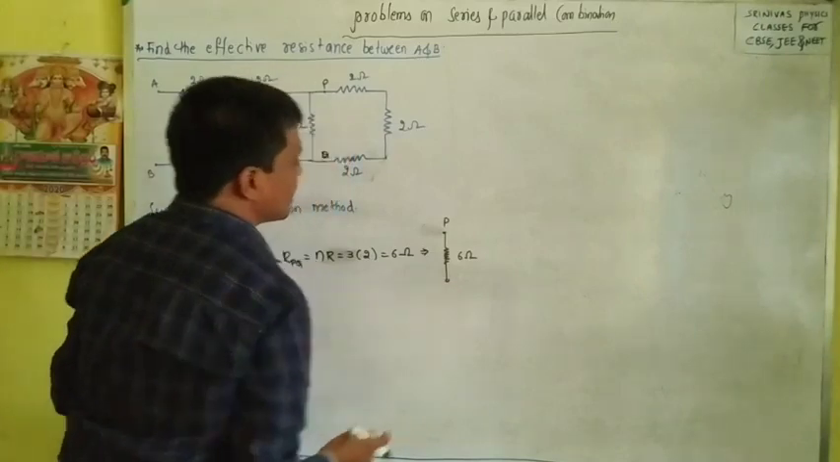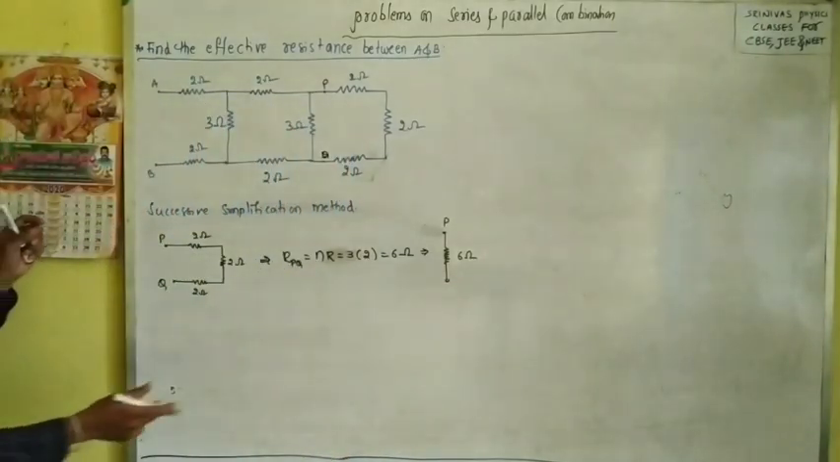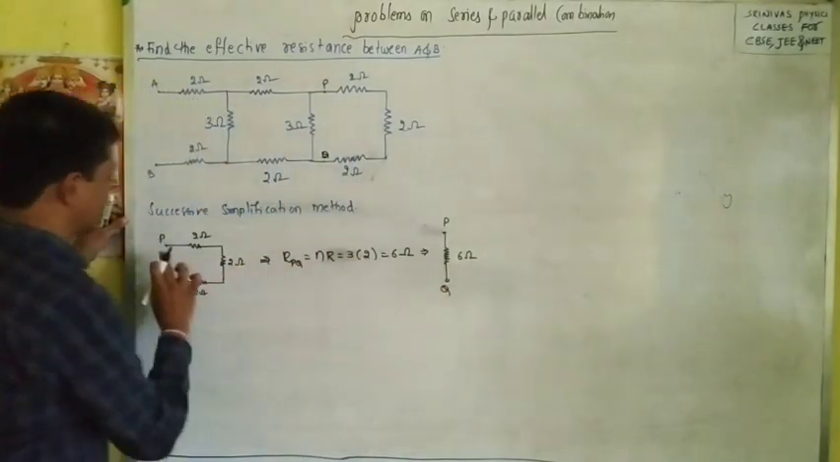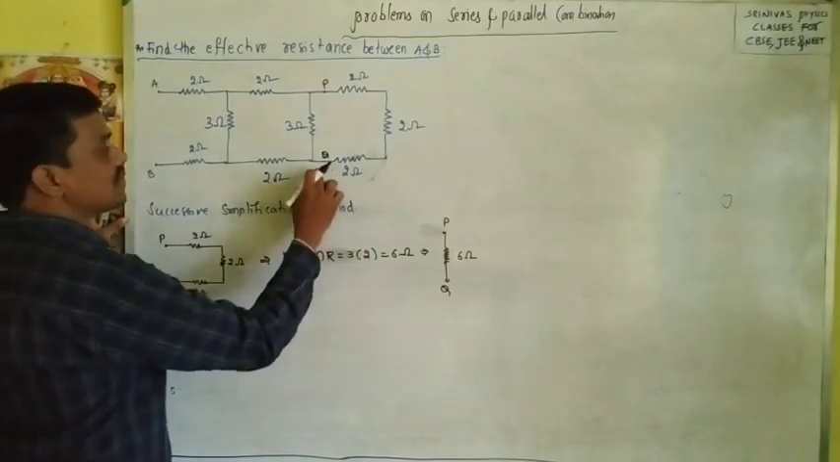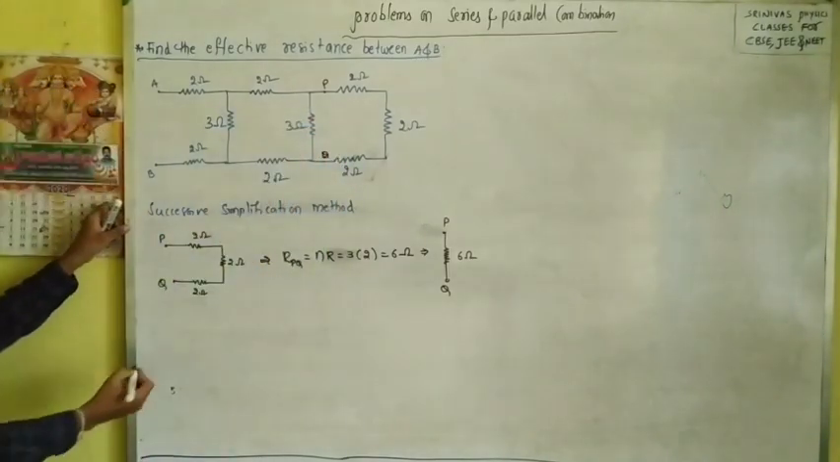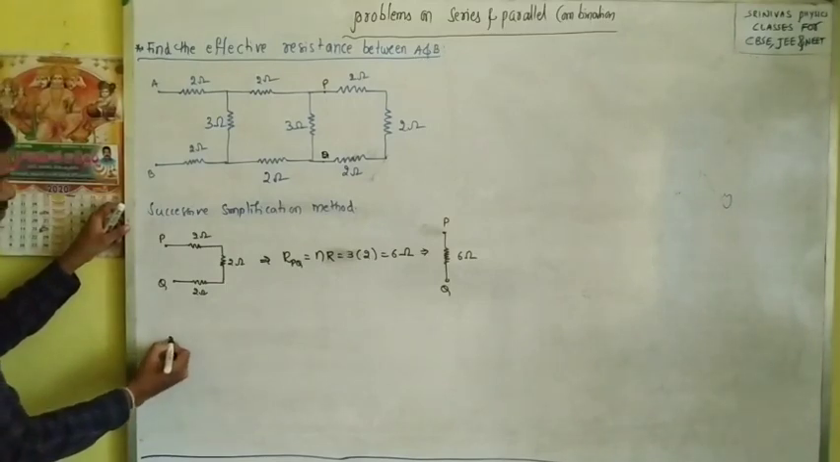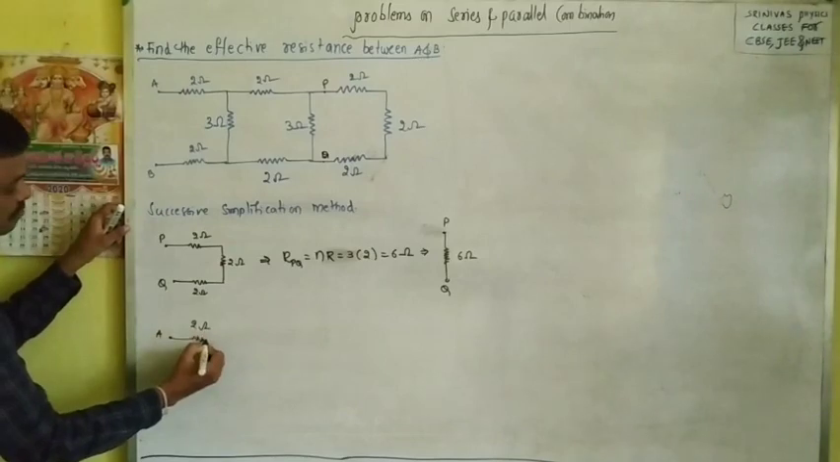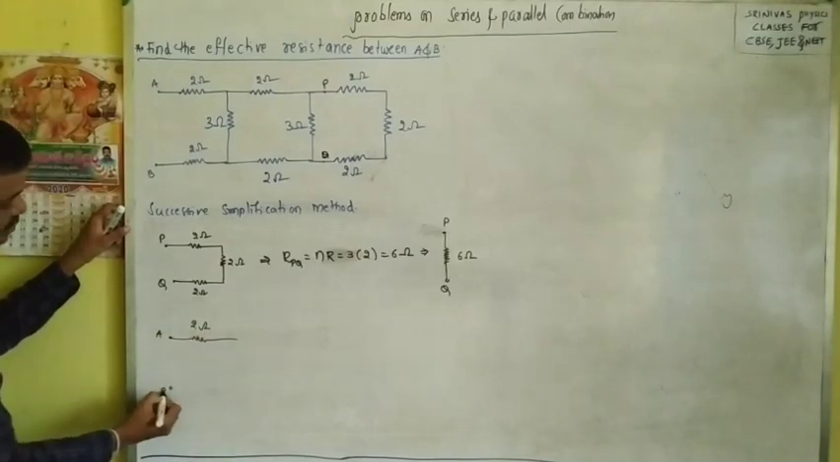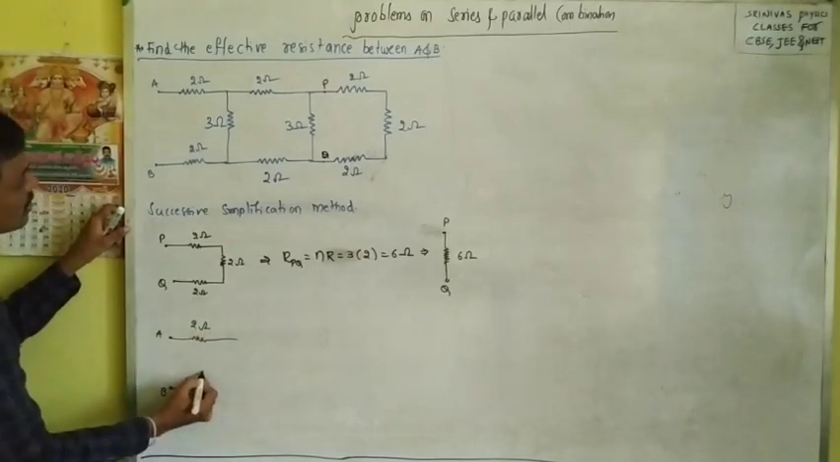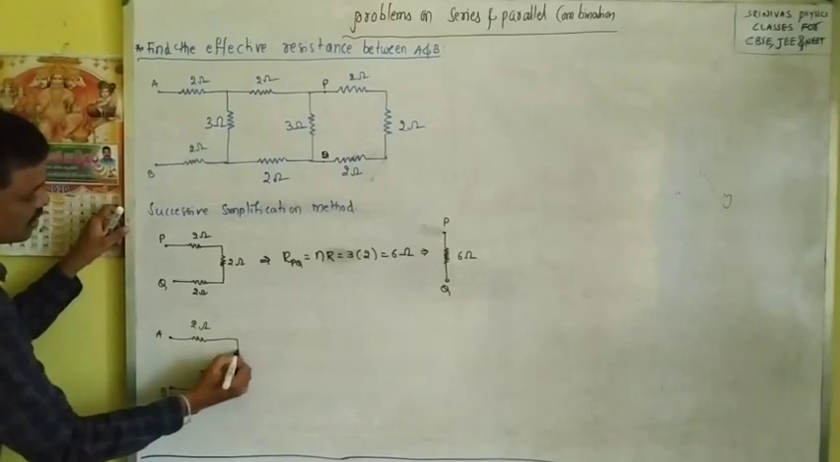Right? Now this 6 ohm is the effective resistance between P and Q, that we just found. Like this we have to attach it here. Now we have to draw the diagram, right? And now this is A and this is 2 ohm and this is B. Same diagram we have to draw.